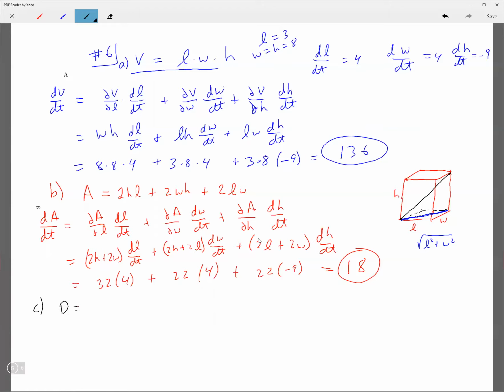The diagonal, we'll call that capital D, is going to be the square root of that squared plus H squared, right? That's going to be just the square root of all three of them. That's weird. Really, that's what it is? Okay, so we want to know dD dt. That looks weird, dD dt.